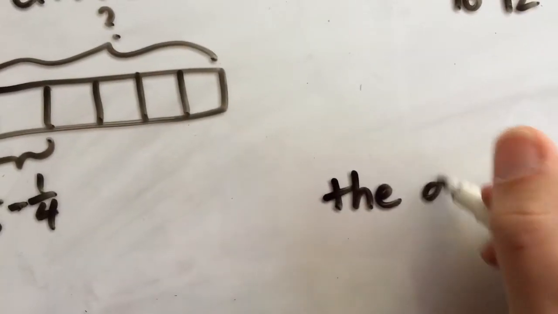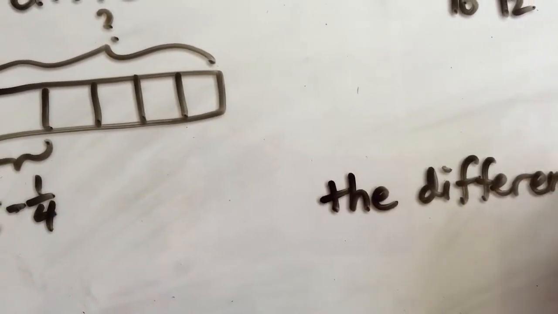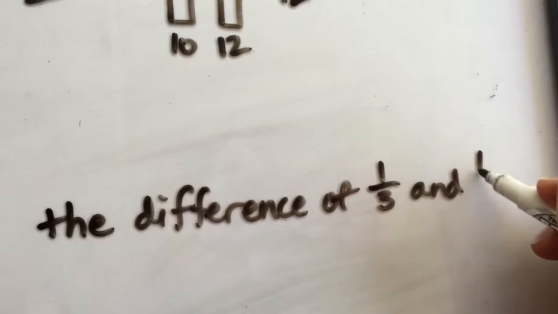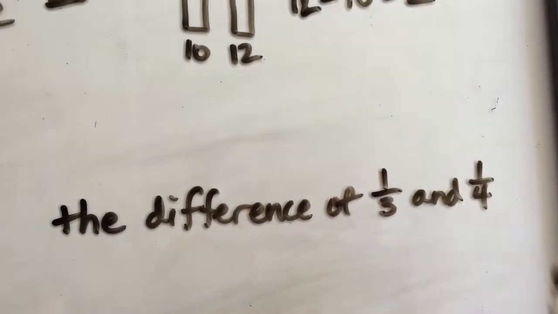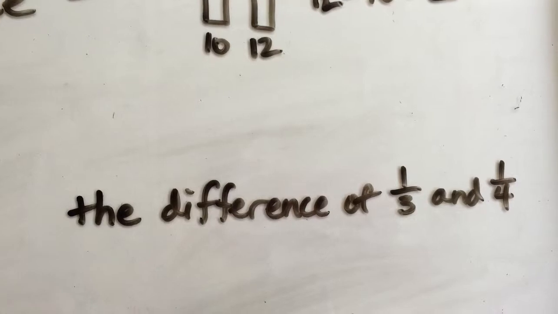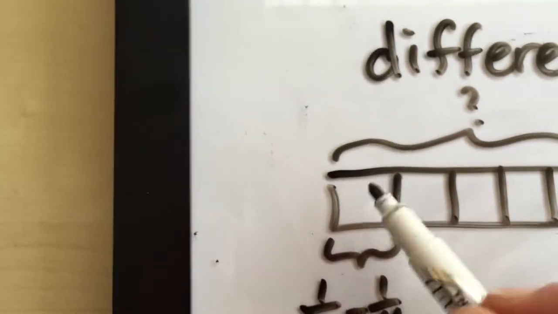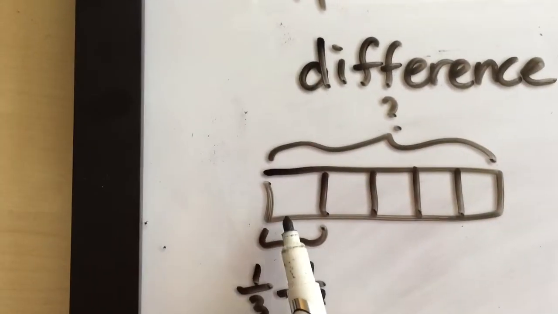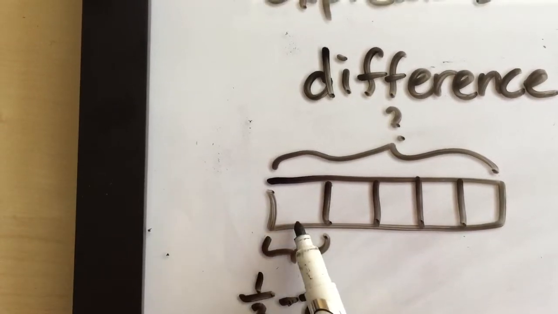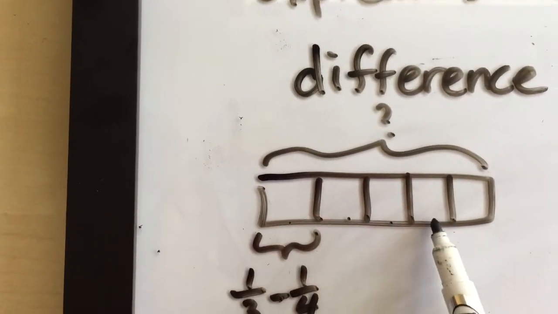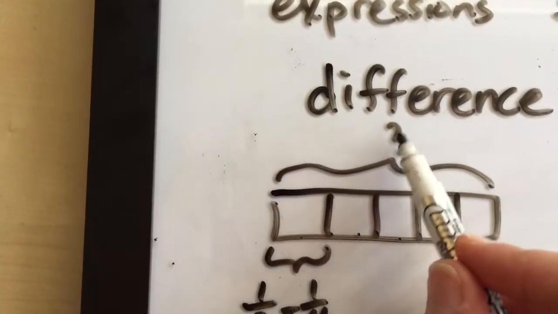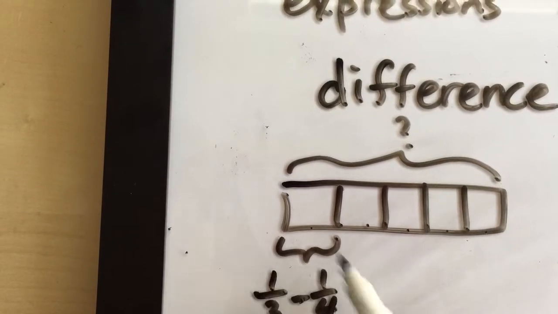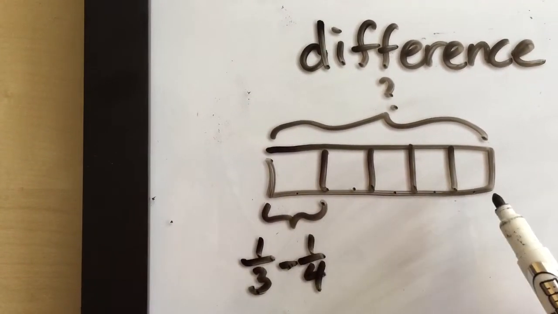We can write that out. The difference of 1/3 and 1/4. And I'm kind of cheating here. I really should write 1/3 and 1/4, but I was running out of space. So this section here is the difference between 1/3 and 1/4. But what I'm trying to figure out is what the whole thing is. Well, how many times does this section repeat? 1, 2, 3, 4, 5. So this unknown quantity is the difference of 1/3 and 1/4 times 5.